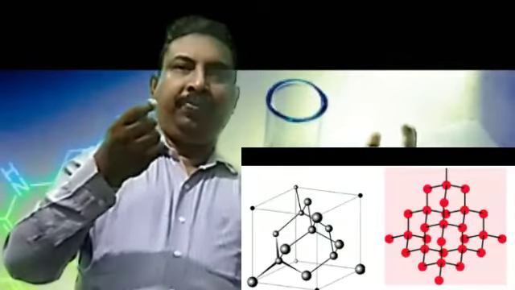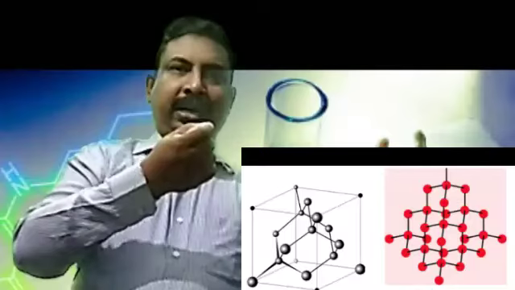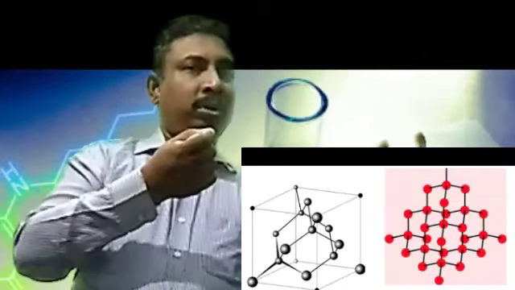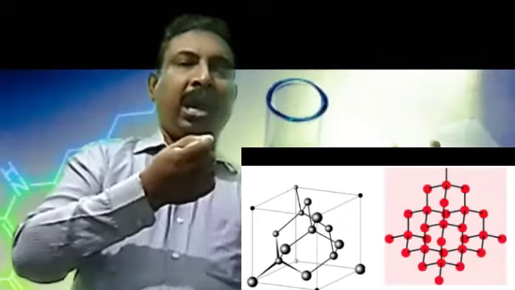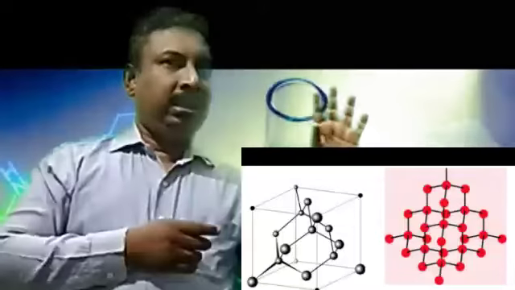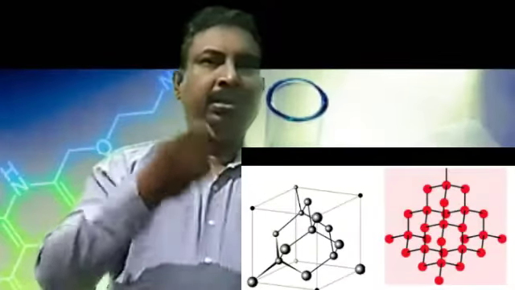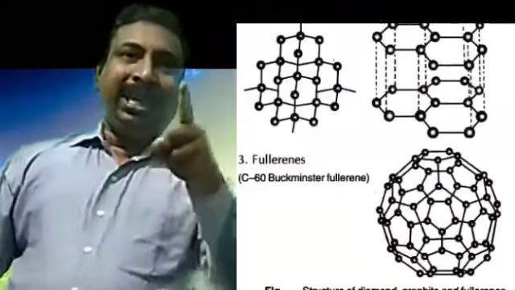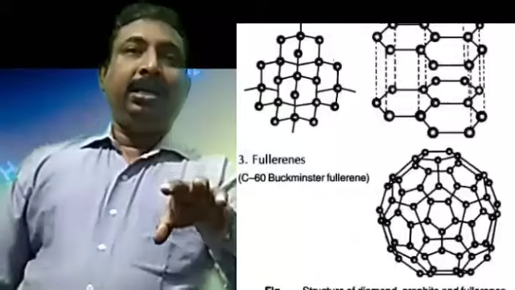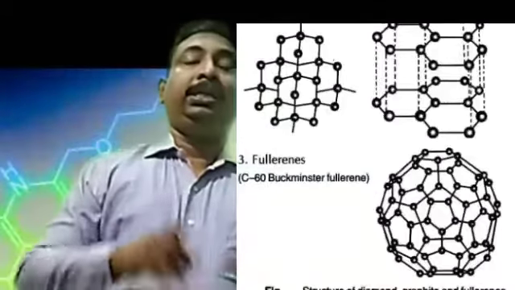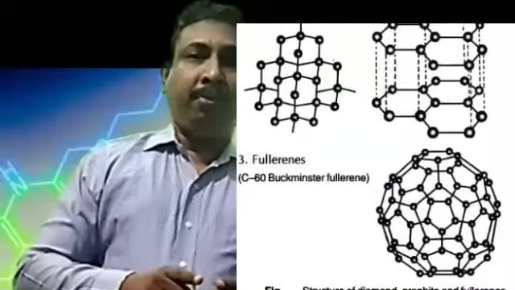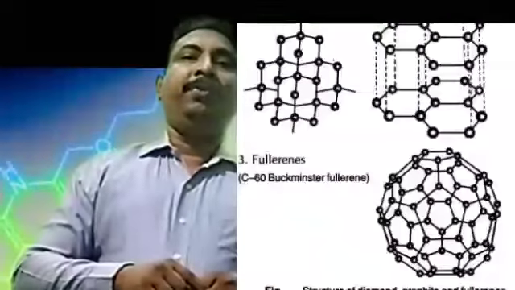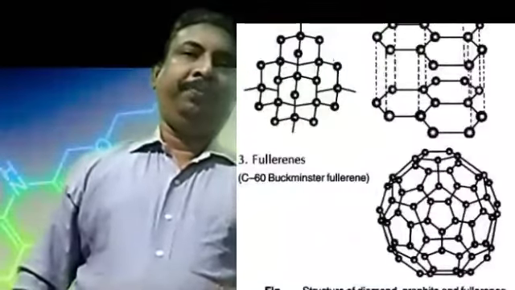This diamond and this graphite, both are made of carbon. The diamond is made of carbon, and the graphite is also made of carbon. The same element having different physical properties but similar chemical properties, this particular phenomenon we call allotropy.